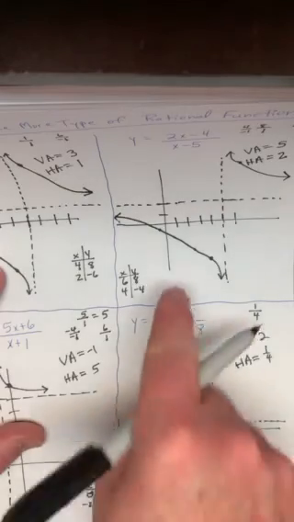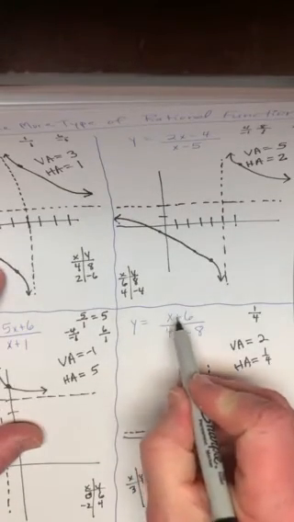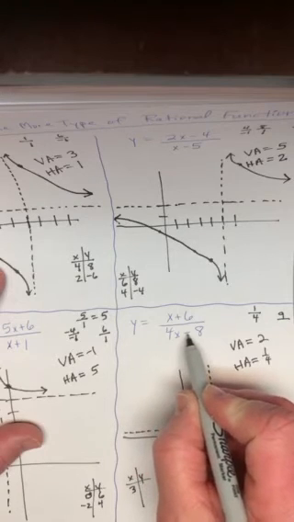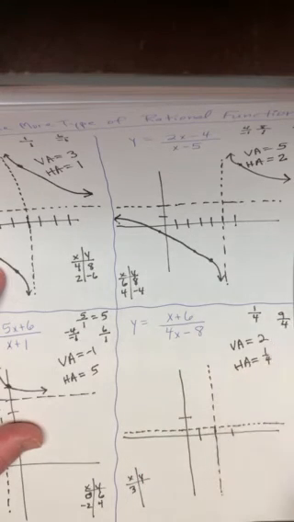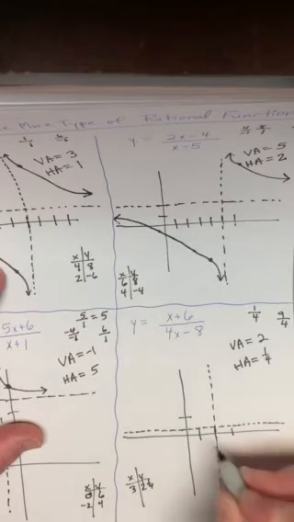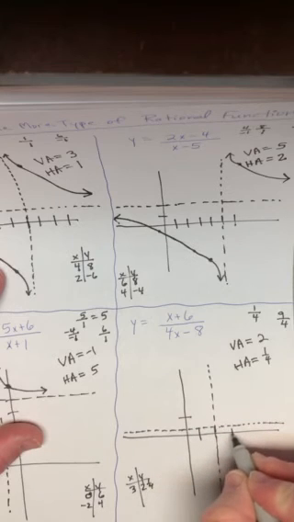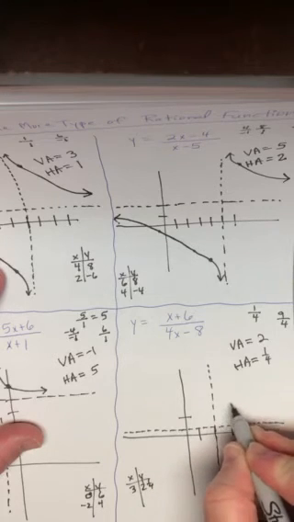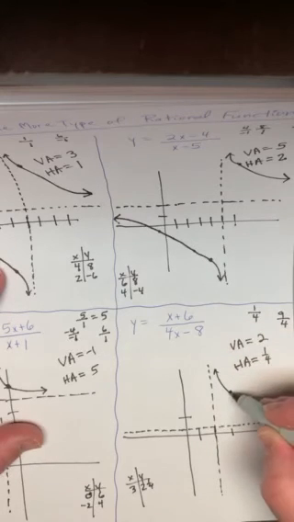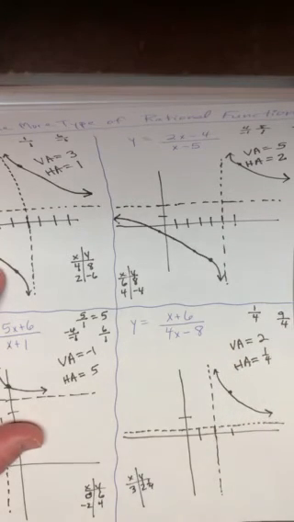Plug that into the original problem. 3 plus 6 is 9. 4 times 3 is 12, minus 8 is 4. I actually get 9 over 4, which is what? 2 1/4. So I'm going to go right 3 and up 2 1/4. Draw a curve situated up in this section.